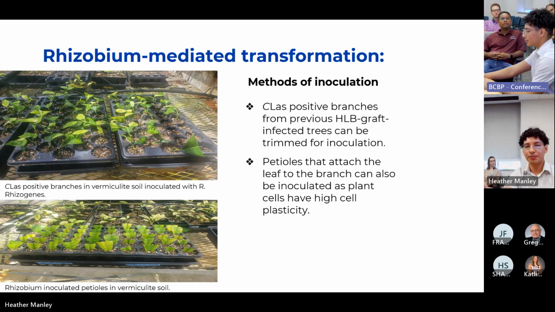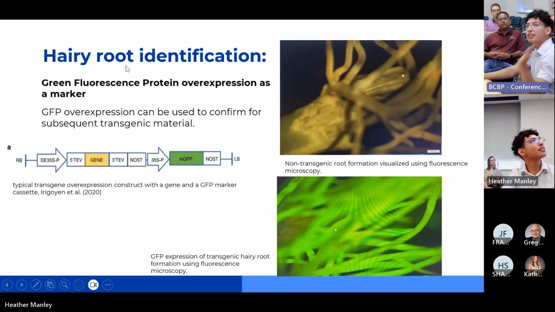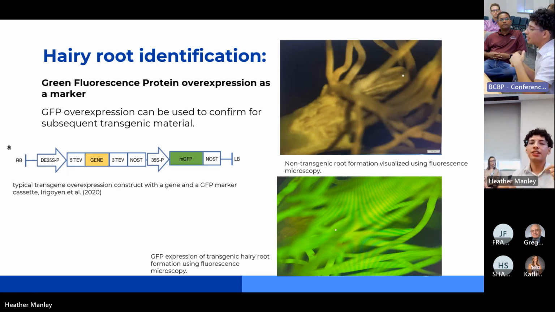So here in this slide, we have hairy root identification. We use a green fluorescent protein, GFP, as our marker. And on the bottom down here, I have a typical transgene cassette, CRISPR cassette, that would show us how we splice the gene and enter it into the rhizobium genetic makeup, and then the plasmids that it produces can get absorbed by the plant.